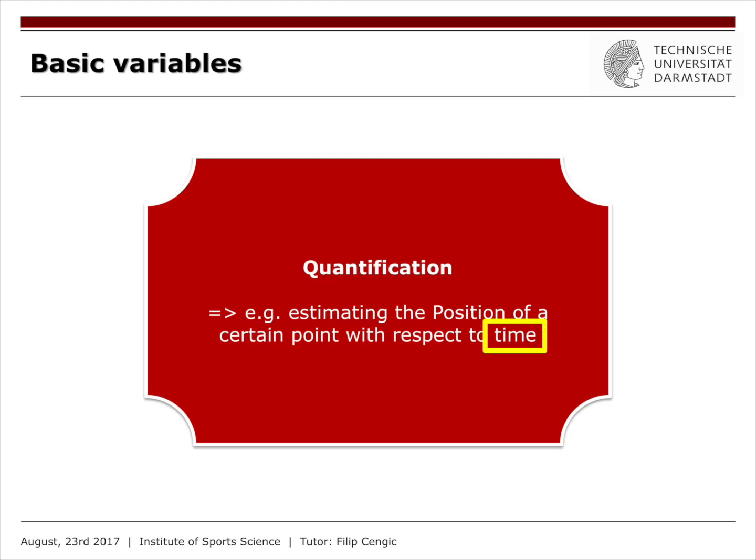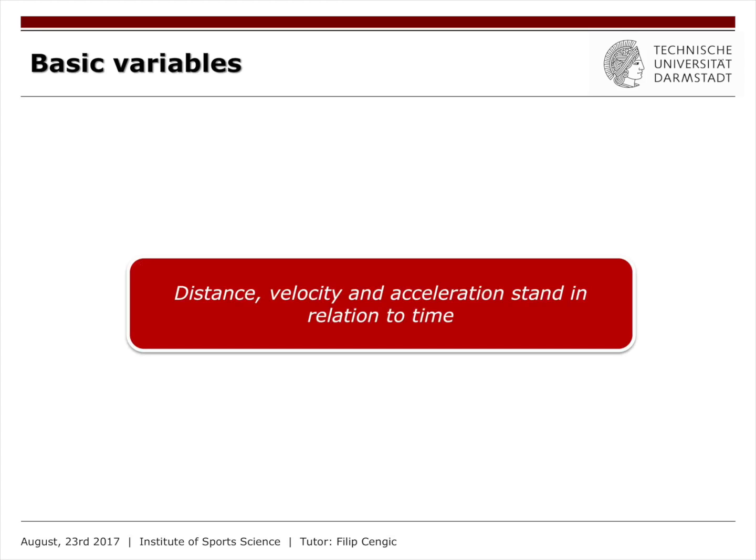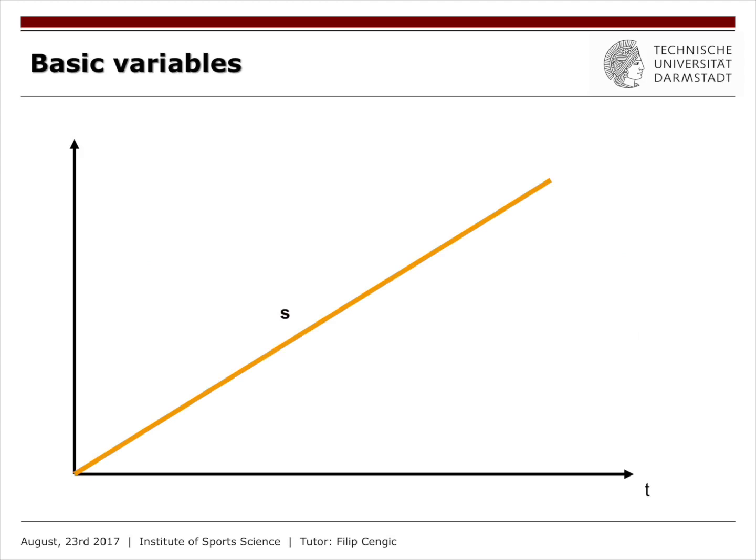Hereby, the time plays a major role. The symbol for time is t, and the unit is second. As it can be seen in this table, distance, velocity and acceleration stand in relation to time. Let's make an example. The line shows the distance run by a sprinter, let's say Usain Bolt. After 10 seconds, Bolt crossed 100 meters.